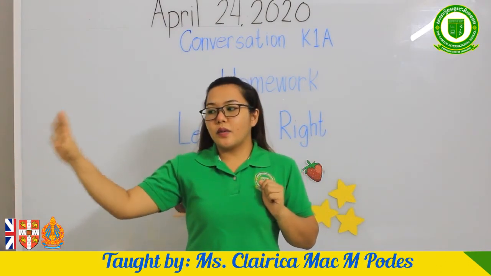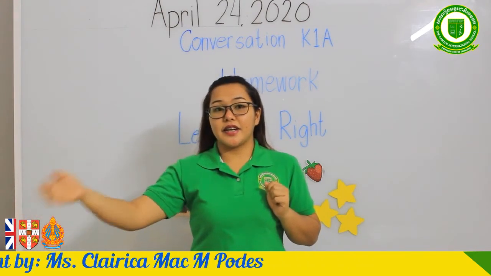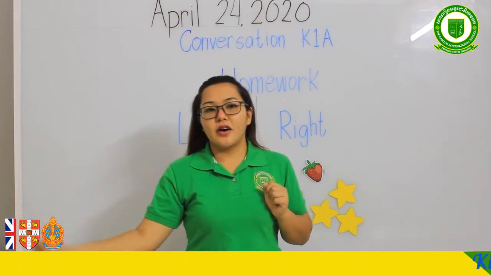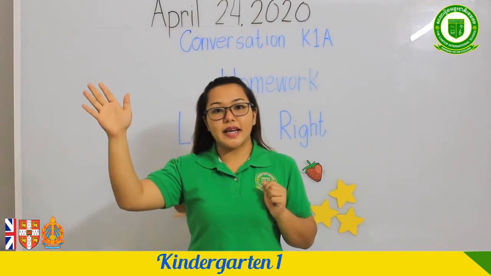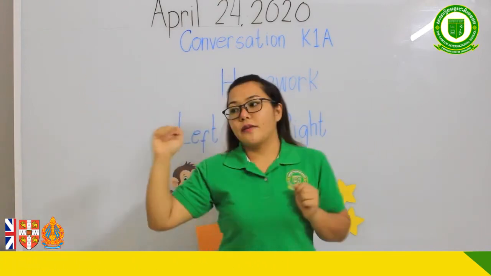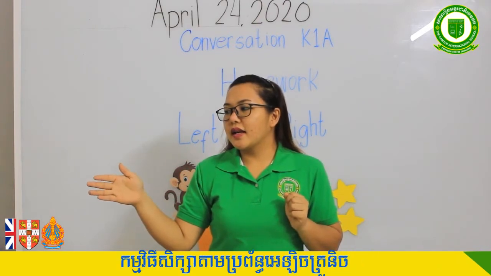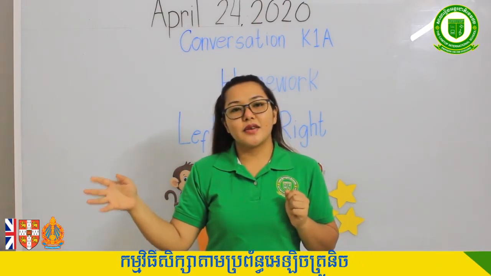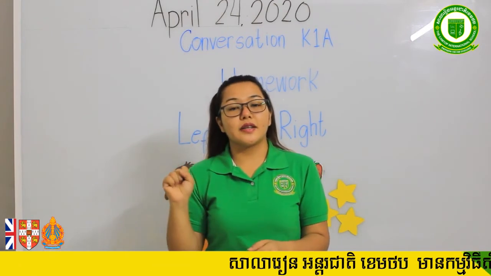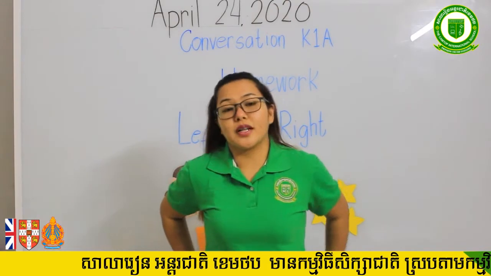look at your right. What are the things that you can see there? What are the things on your right side? This is your right. So what can you see? Oh, I can see monkey. So you can ask mom to help you out and write monkey on the right side of your notebook like this.